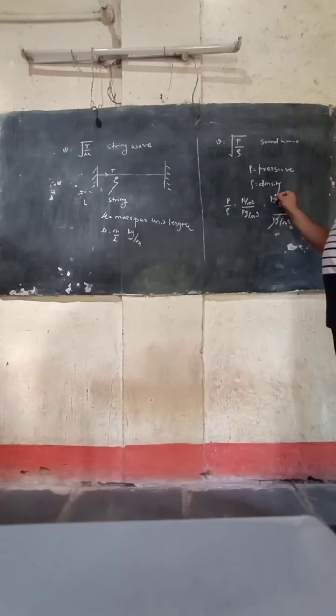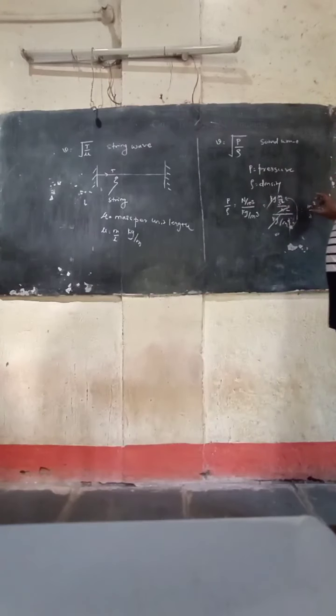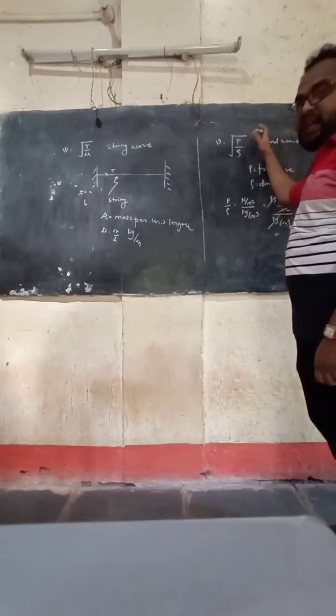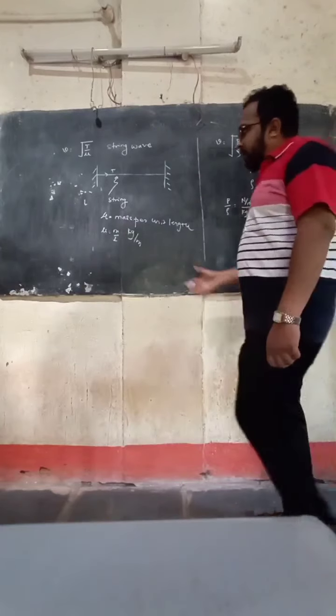Now see here, kg will get cancelled. Now this meter square will cancel out this meter cube. One meter will remain. This meter goes to numerator. It will be meter square upon second square. Meter square upon second square is nothing but velocity square. So when you substitute this meter square upon second square inside the root, it will be meter per second out of the root.